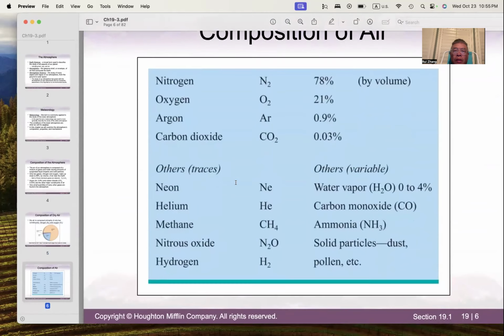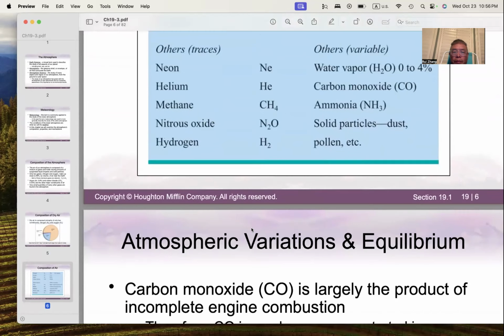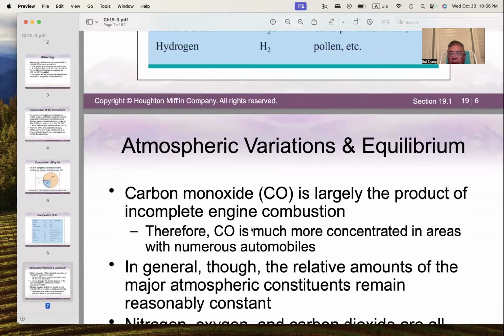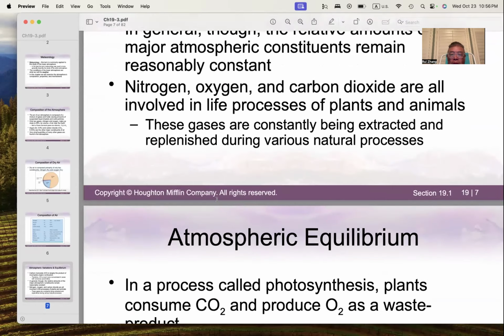This is a more detailed list of all these fractions. Notice that all the fractions here refer to the volume. So these are the four main components. Other than that, we have some other things as well. One important thing to keep in mind: there's some carbon monoxide in the atmosphere, but that's not enough to matter much.